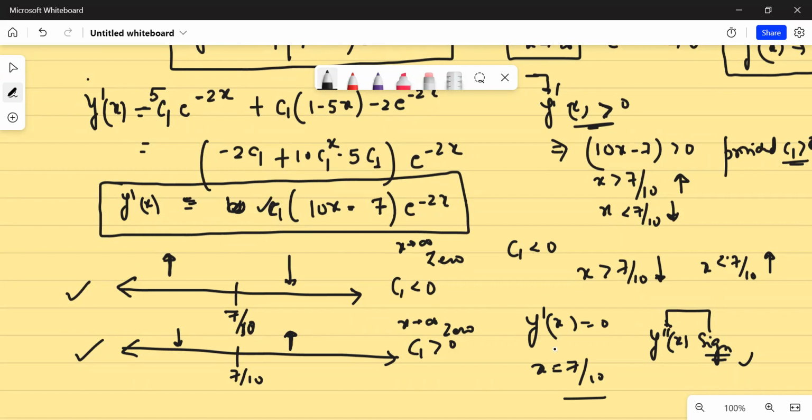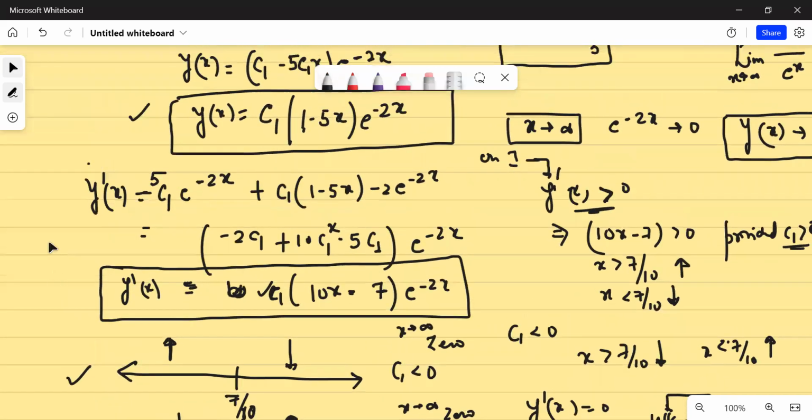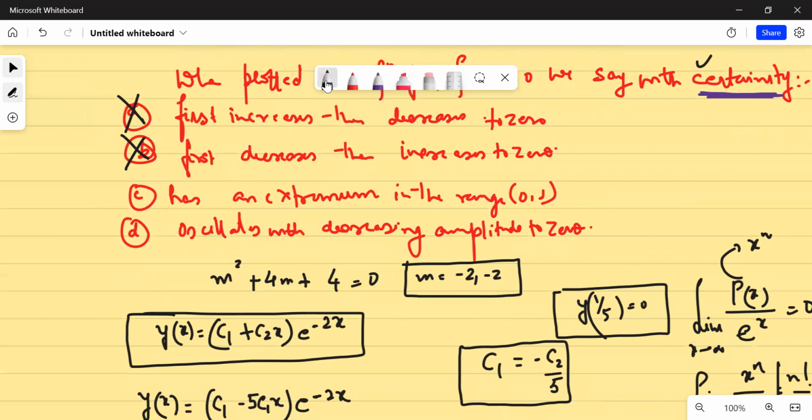Because if you find that at x equal to 7 by 10 your derivative is becoming 0, it implies that 7 by 10 is either maxima or minima. But in order to say that it is maxima, you have to find the sign of the second derivative, which you cannot find because you do not know the sign of C1. But in generality, you can say that at 7 by 10 there would be either a maximum or a minimum. That implies at 7 by 10 you have an extremum, and it is given that it has an extremum in the range 0, 1. Yes, because 7 by 10 lies in this range.